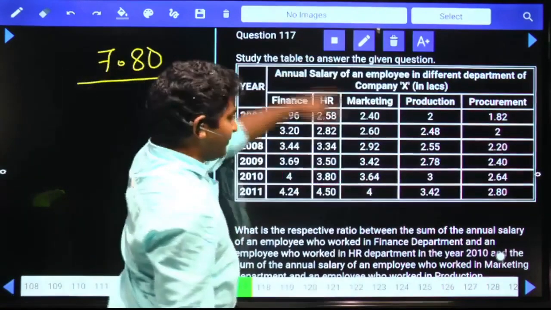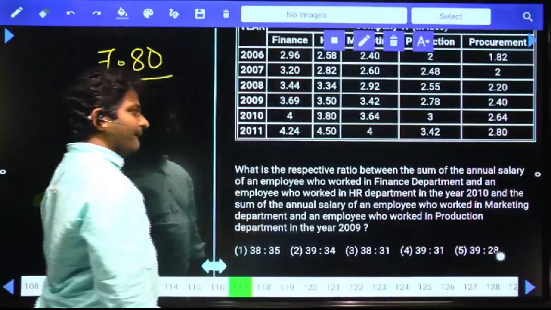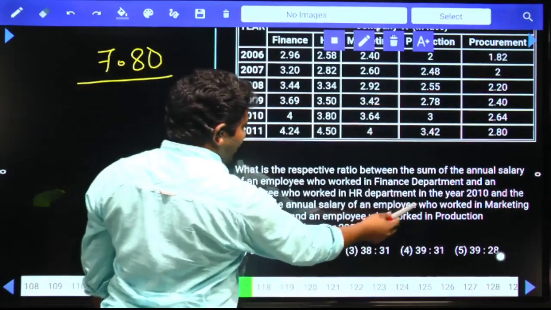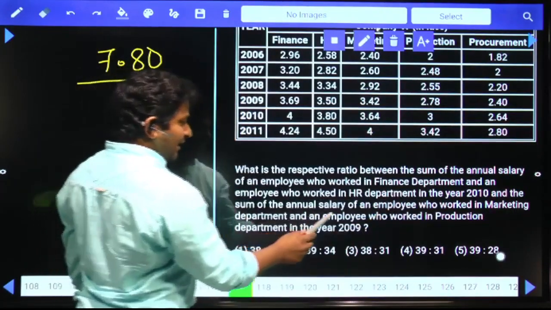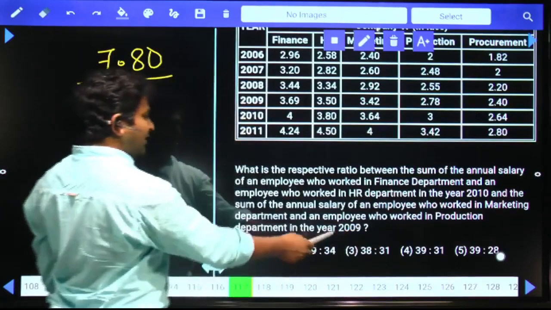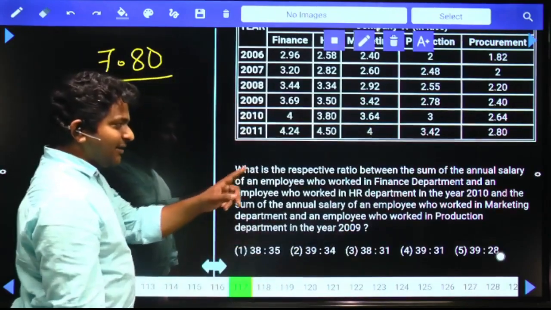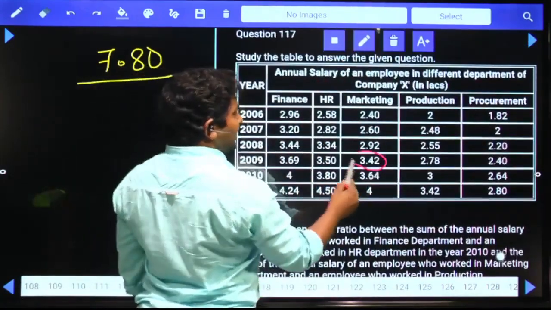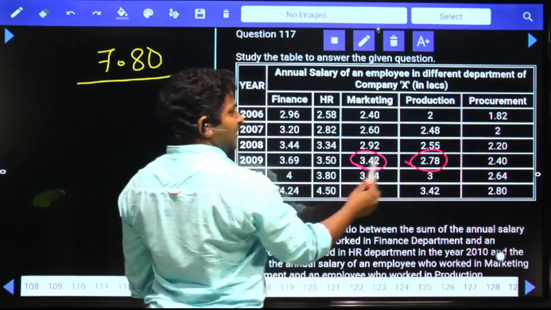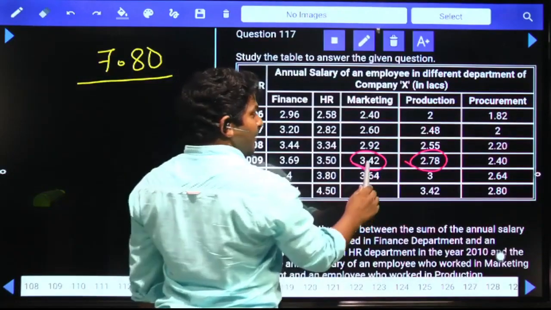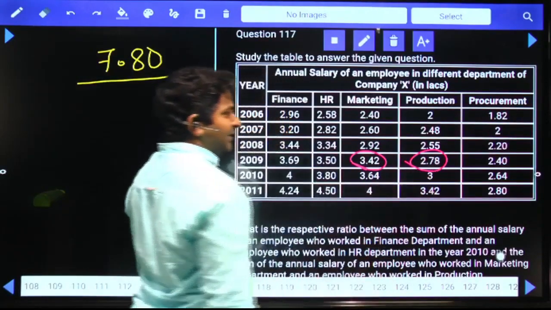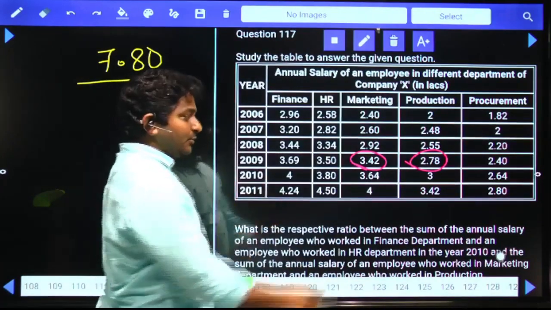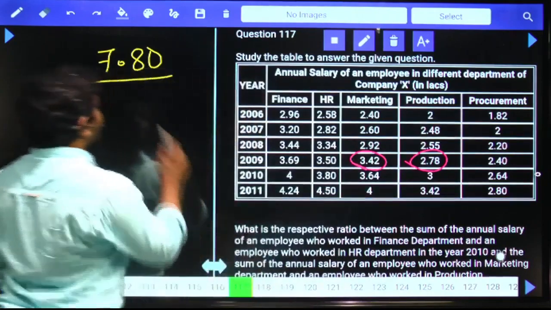Ratio, this one and the other one. And the sum of annual salary of an employee who worked in marketing and an employee who worked in production in the year 2009. 2009 marketing and production. 3 plus 2, 5. 0.42, 0.78, that is equal to 1.2. 1.2, that is total 6.2.